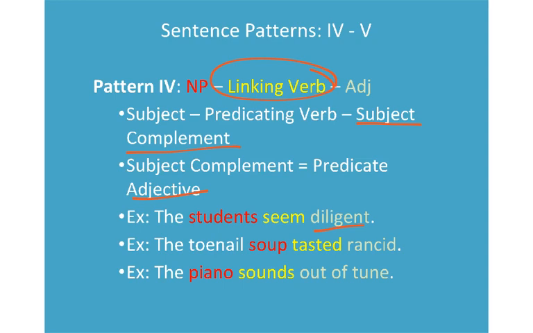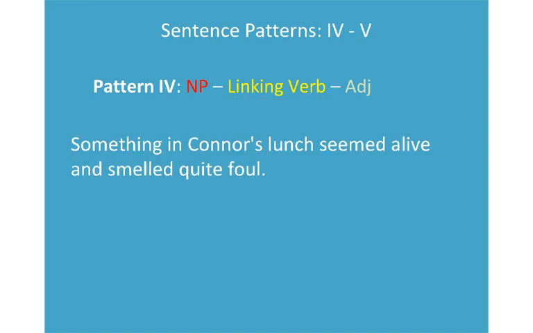The toenail soup. So this right here, this whole thing is our noun phrase. Soup is the main noun, but we've got kind of a noun that's acting as an adjective here, toenail. And then we've got the article the. Tasted, which is our linking verb. And then rancid, our adjective. The piano sounds out of tune. The piano is our noun phrase. Sounds is the linking verb. Out of tune is a whole adjective phrase describing the piano.